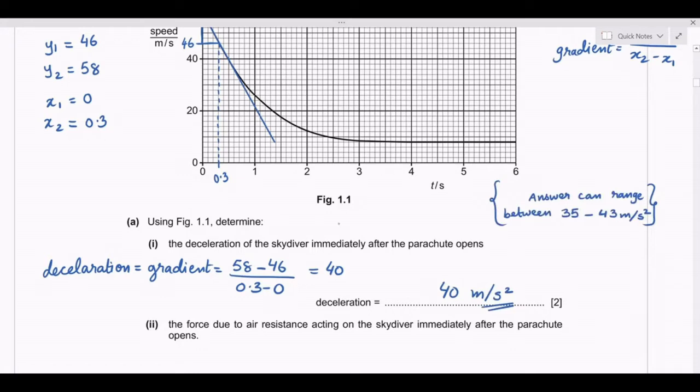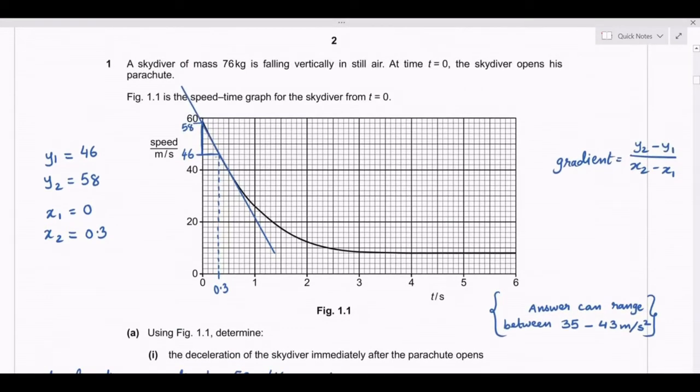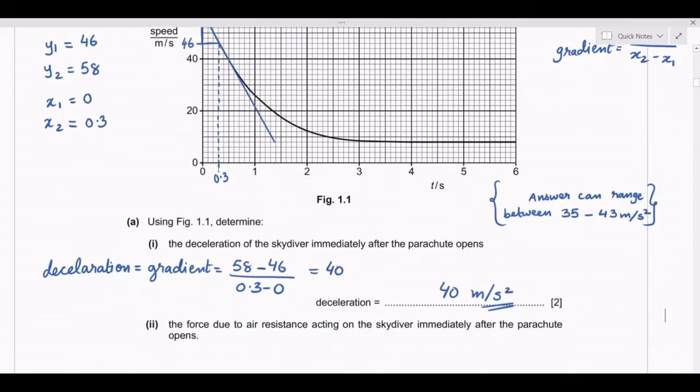Your final answer can range between 35 to 43 meter per second square. It's totally normal. It's only because some students might take values like 48 or 42. So it's totally fine. Depending on the values that you take, your y1 and x2 values will change, and accordingly your answer will vary between 35 to 43 meter per second square.